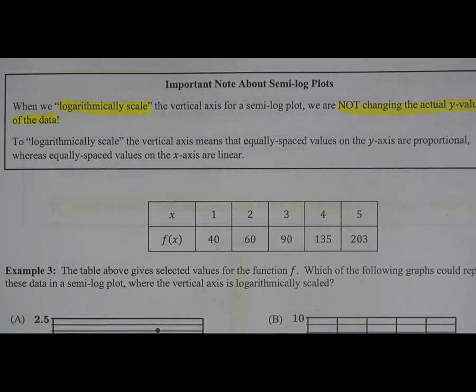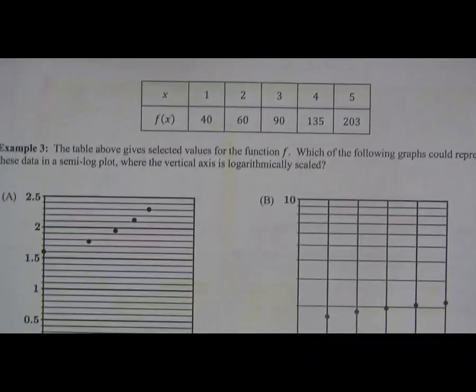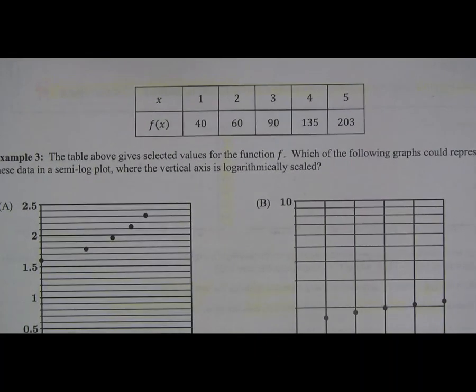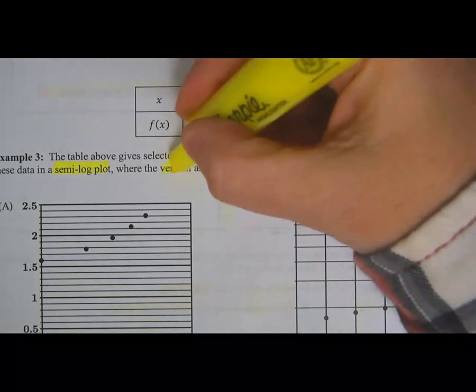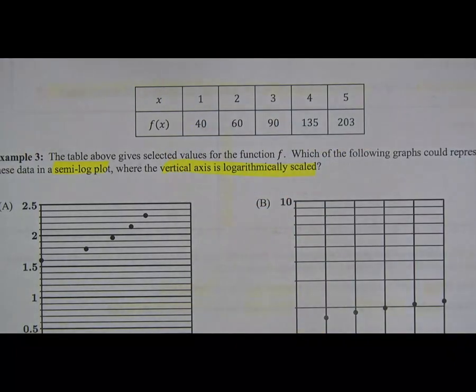Now, let's look at how easy this question is. The table above gives selected values for a function. Which of the following graphs could represent this data on a semi-log plot where the vertical axis is logarithmically scaled? Well, just look at your answer choices. Which one looks like a semi-log plot?